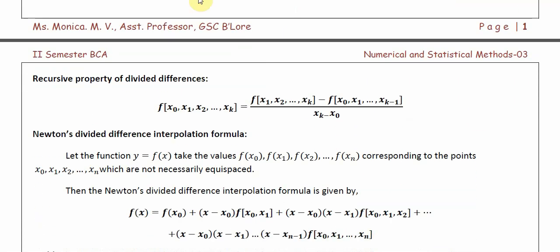ಅದನ್ನೇ ನಾವು recursive property ಅಂತ ಬರೀತೀವಿ. Recursive ಅಂತ ಹೇಳಿದ್ರೆ that keeps on repeating for us. Okay, so if I want to take the divided difference of order k, that is f of x0 x1 x2 to xk, what will be the divided difference? First ಒಂದನ್ನ ಬಿಟ್ಬಿಡಿ, the divided difference corresponding to x1 x2 to xk minus the last ಒಂದನ್ನ ಬಿಟ್ಬಿಡಿ, divided difference corresponding to x0 x1 x2 to xk minus 1, divided by the last point minus the first point, that is xk minus x0. This is called as the recursive property of divided differences.